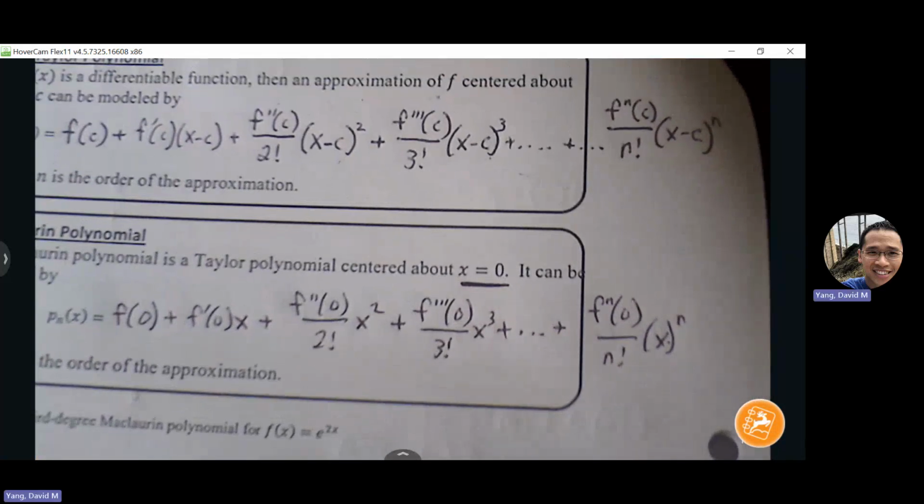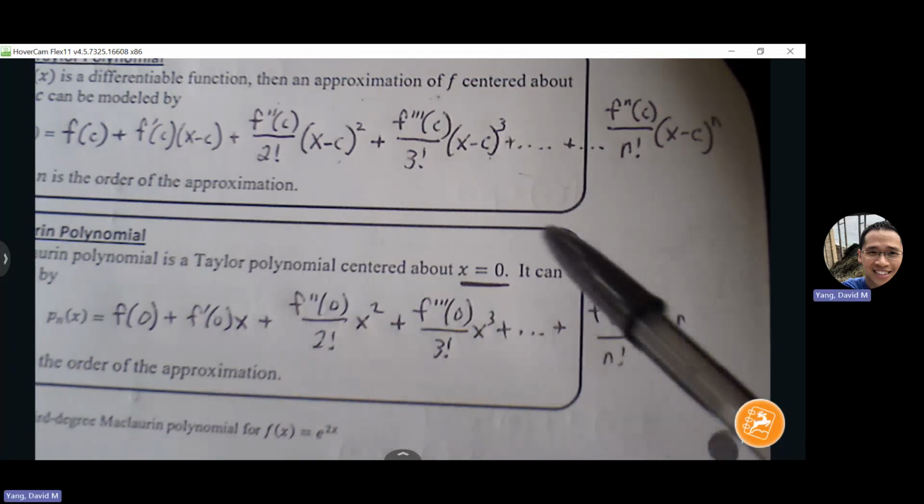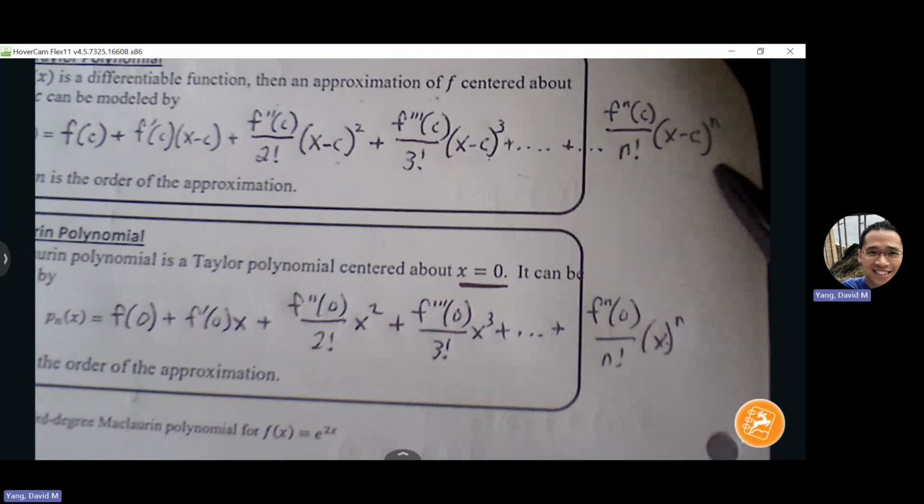So essentially, they're the same formula. It's just that the Taylor formula looks a little messier because it needs to adjust to the fact that it's not centered at 0, so it has a little bit more involvement there.